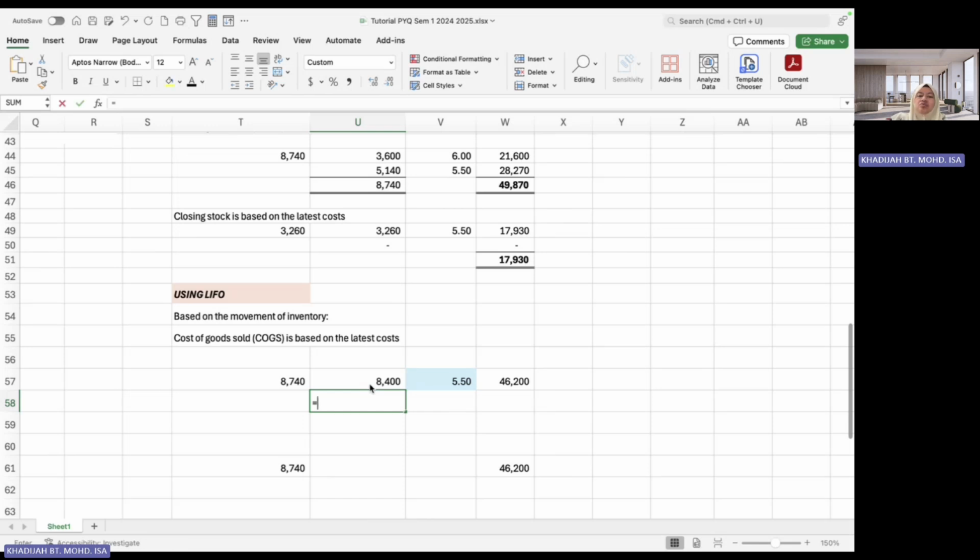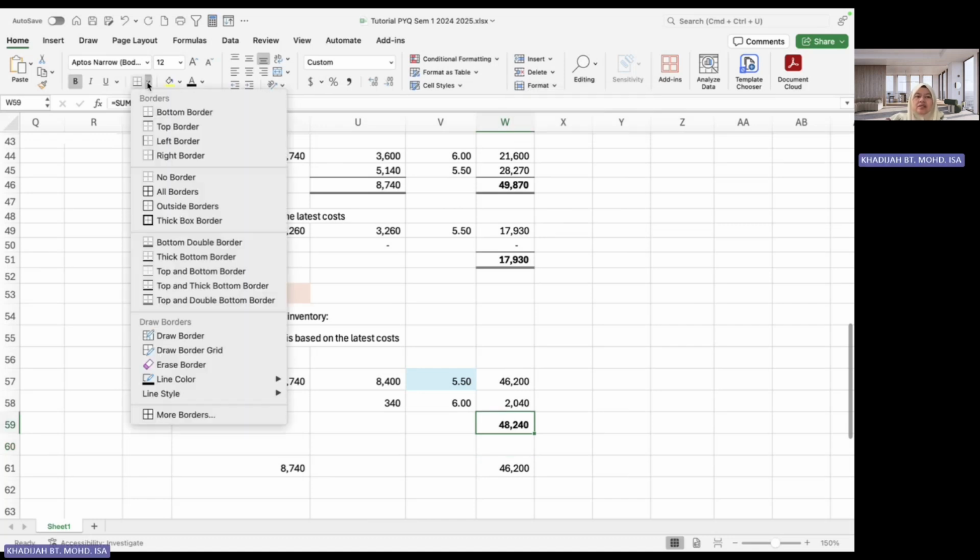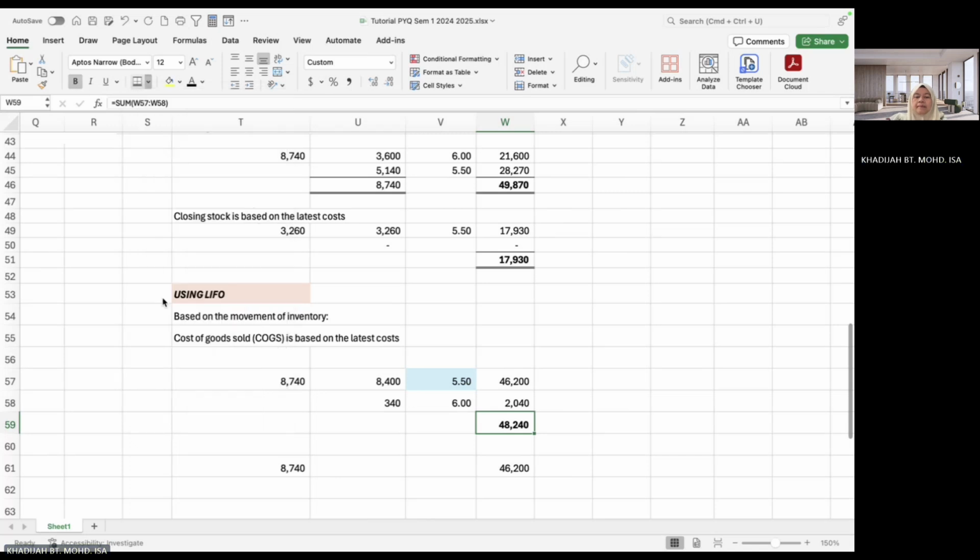So the balance would be how many units? 340 would be at 6 ringgit, right? So command C, command V. So your cost, in this case, is your cost of goods sold, and the total amount would be 48. Right? So that is your cost of goods sold.